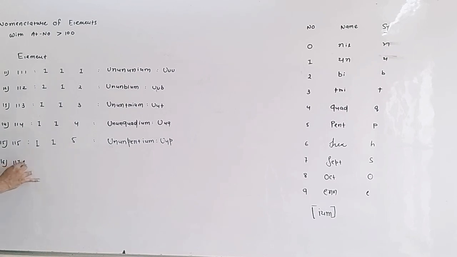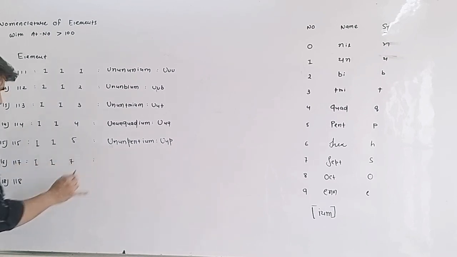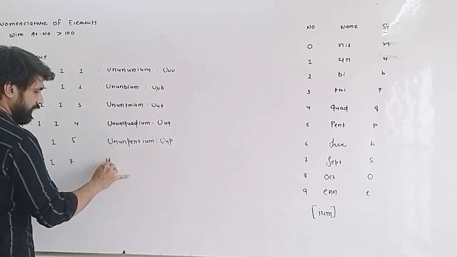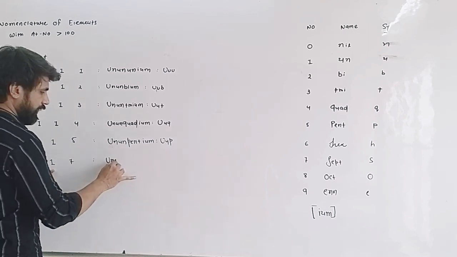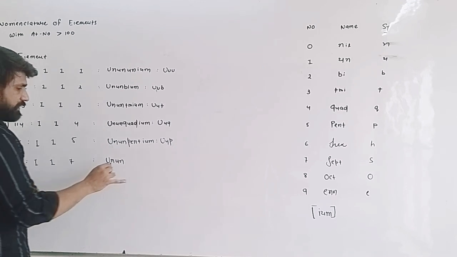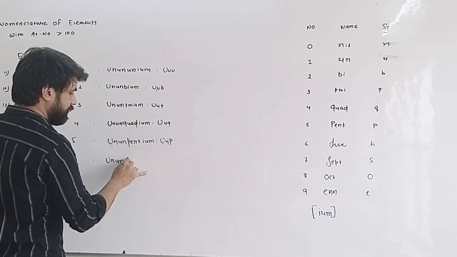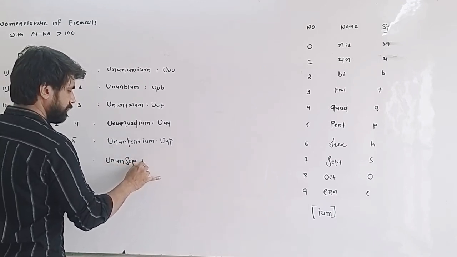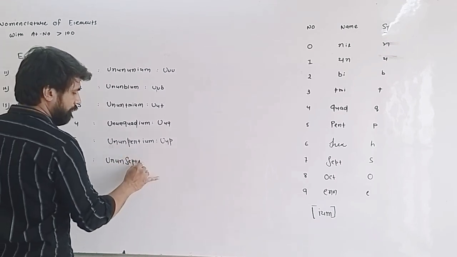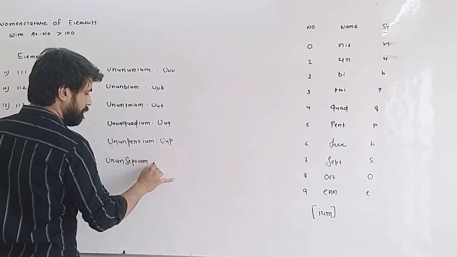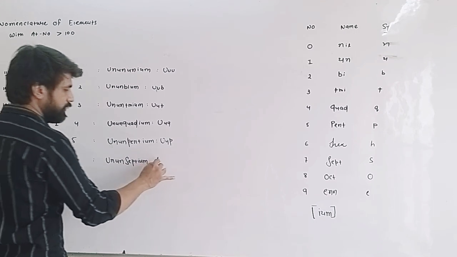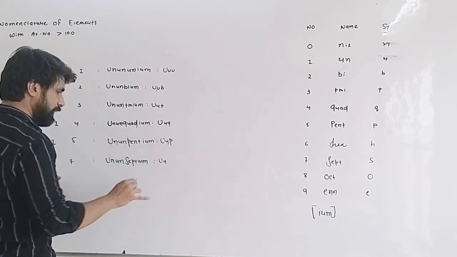Okay, chalo. 1 1 7. 1 means again un, then again un, then 7 means sept. Okay, and ium, don't forget about the ium. What is the symbol of that? 1 means U, U, and 7 means S.